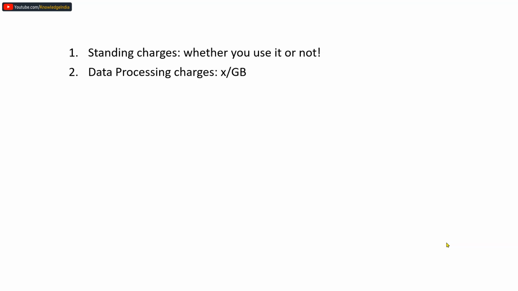Now, one important thing to understand here is, of course, the second one is dependent on the amount of traffic which flows, right? But the first one is a fixed charge. Let's say if it is $1 per hour, for example, it will remain $1 per hour, whether you are passing 10 GB per hour from that NAT gateway, or 100 GB per hour. The first one just remains fixed, right?